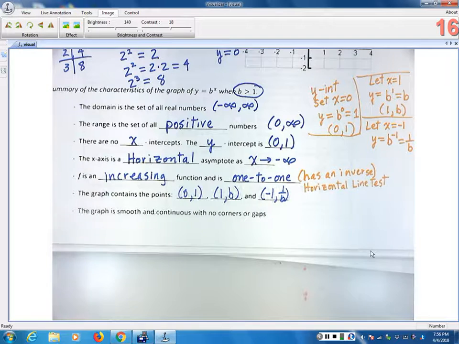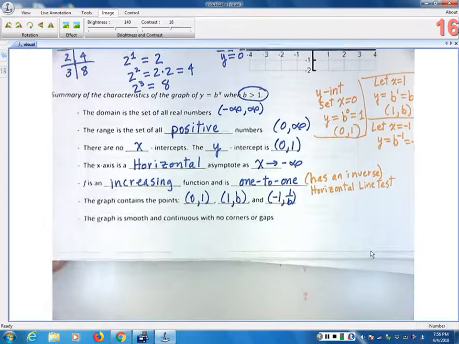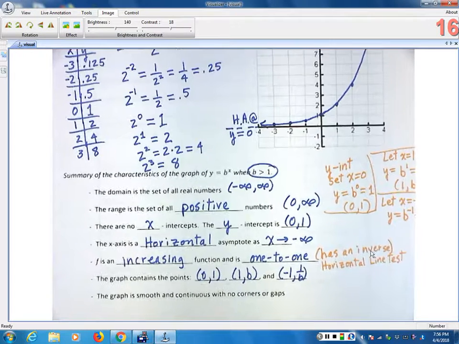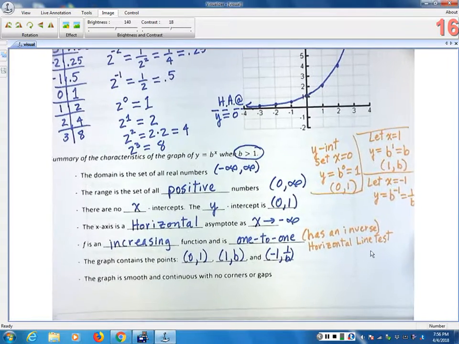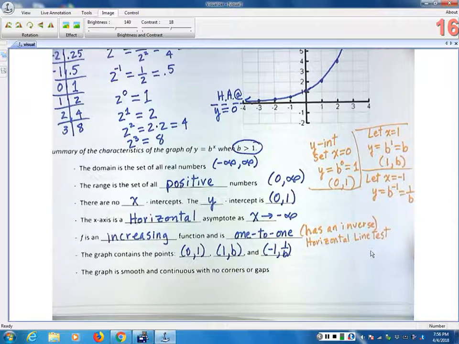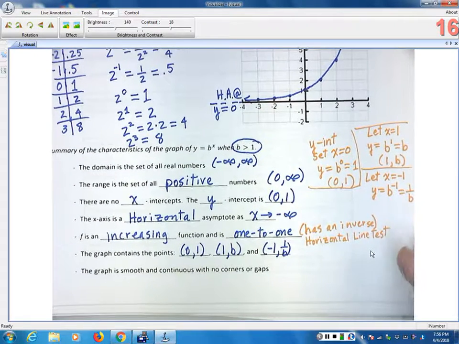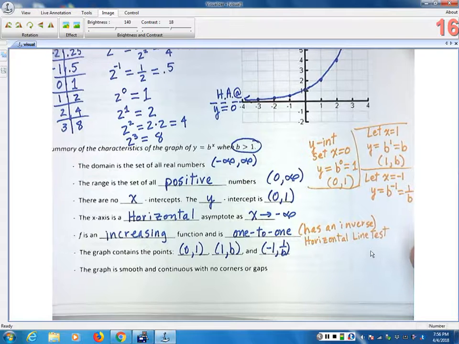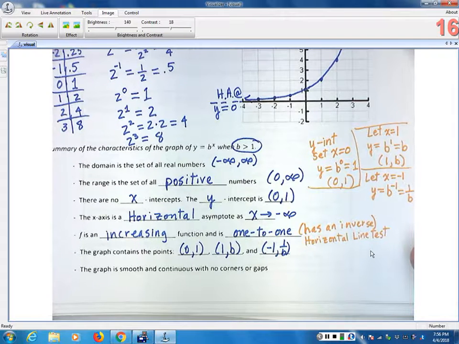So that's how you graph that function. All right, does that make sense? Have you seen these functions before? Like exponentials? No? Okay.